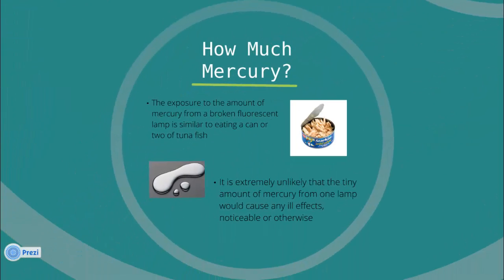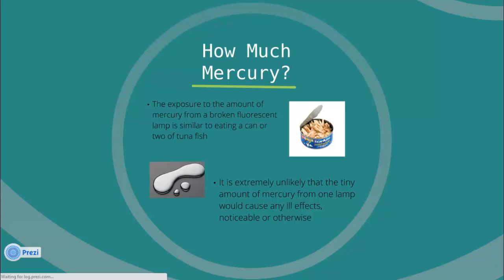Mercury. How much mercury is in a single fluorescent light bulb? The amount of mercury you would be exposed to if a fluorescent light bulb were to break would be equal to about 1 or 2 cans of tuna. It is not likely you'll become ill from exposure to one broken fluorescent light bulb.